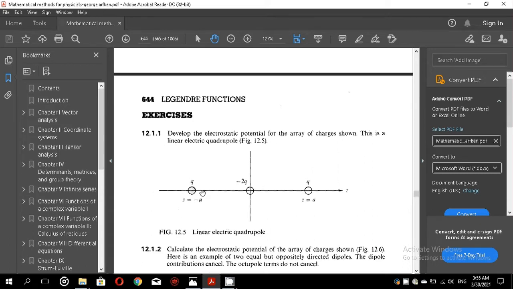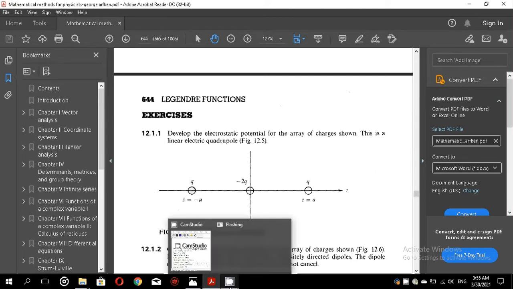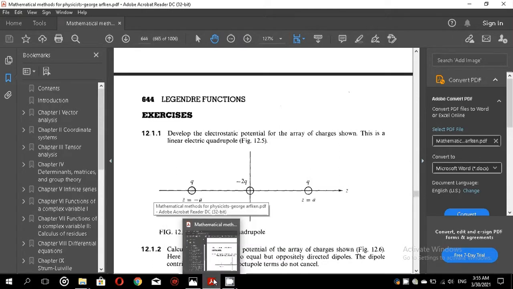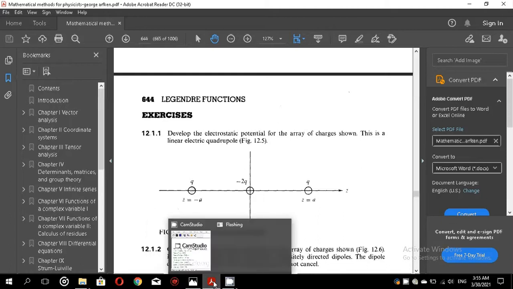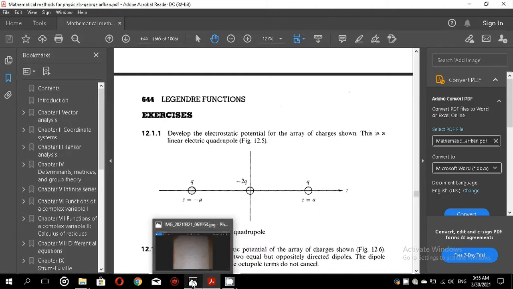I have solved this problem at page 9 of my notes, which are available with the Photoshop outside the departments. I have told you several times to get these notes. So let me display this over here. This is page number 9, where I have solved the exercise 12.1.1.